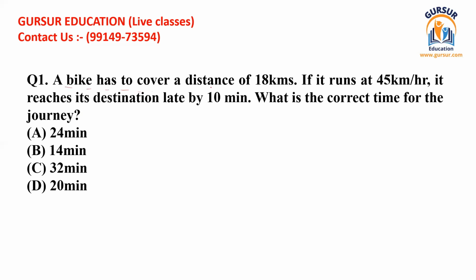A bike has to cover a distance of 18 kilometers. That means we have been given one of the elements. This is distance. Distance is already given to us. And then the question is saying if it runs at 45 kilometers per hour, that is the speed. This is a conditional speed because the word if has been written, and we see what is further there. If it runs at 45 kilometers per hour, it reaches its destination late by 10 minutes. So this is the condition.